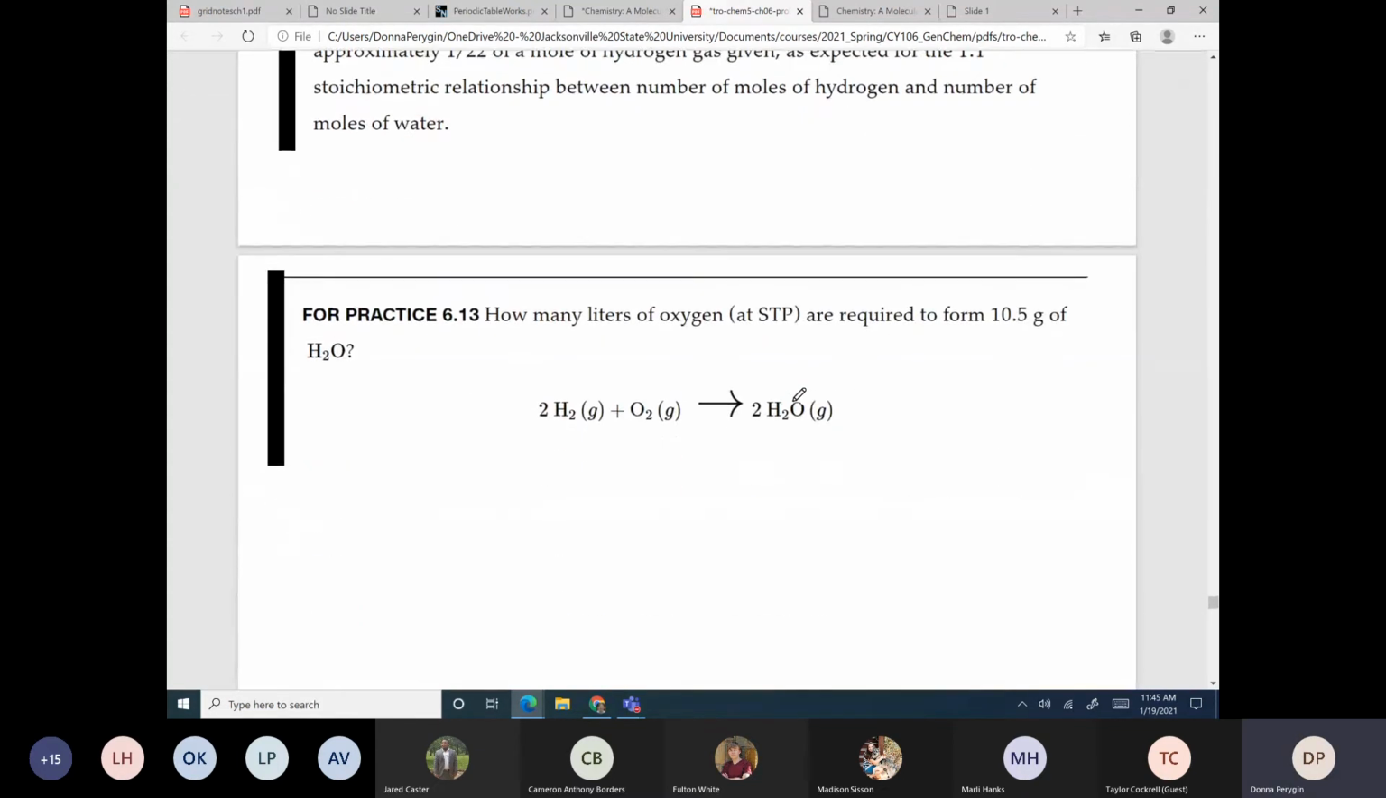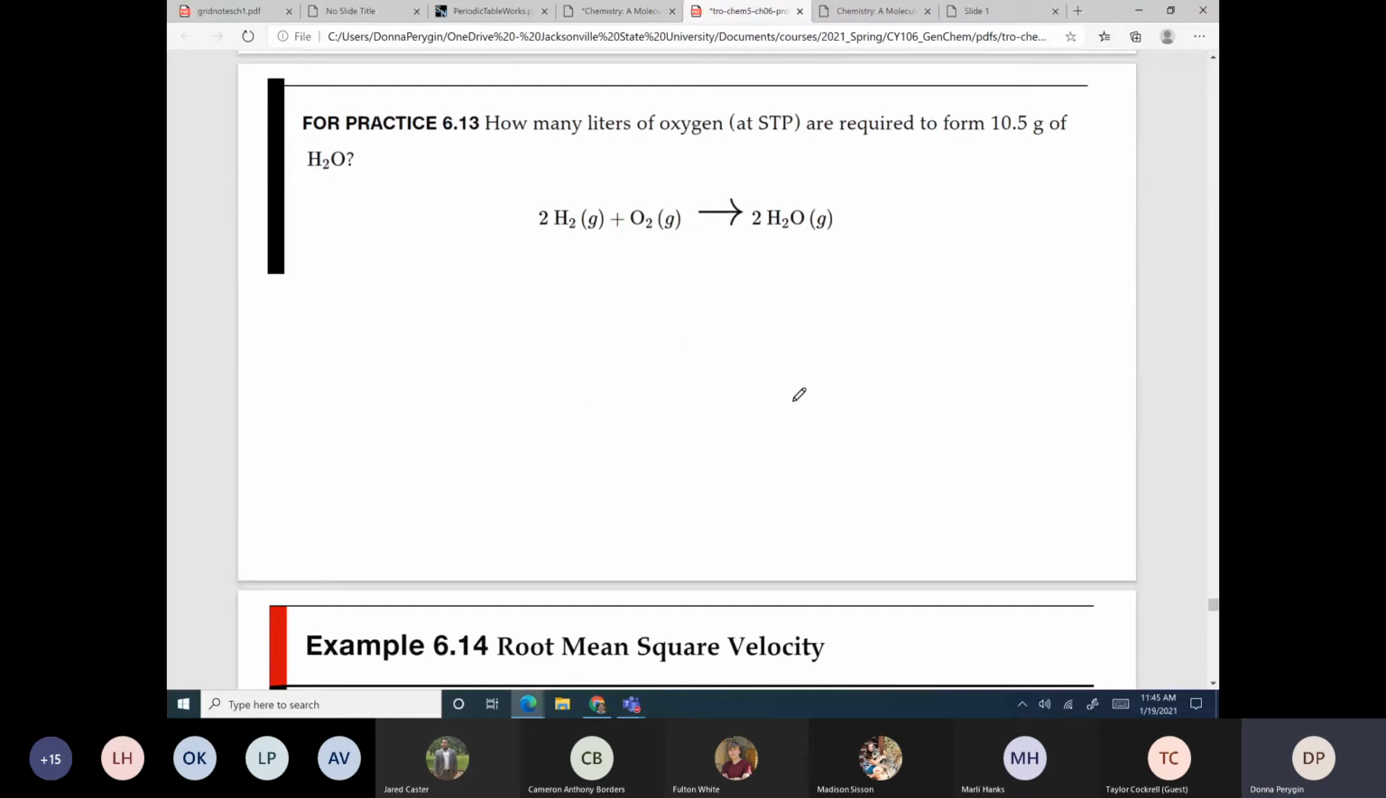So that one was fairly straightforward. Okay, so I'll go ahead and work this next one here since it's not worked out. How many liters of oxygen at standard temperature and pressure are required to form 10.5 grams of water? Okay, 10.5 grams of water. So we've got oxygen and water. So we've got 1 O2 to 2 waters, right? So that's a 1 to 2 ratio.